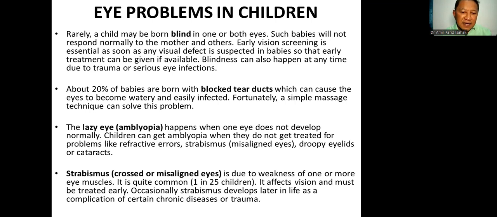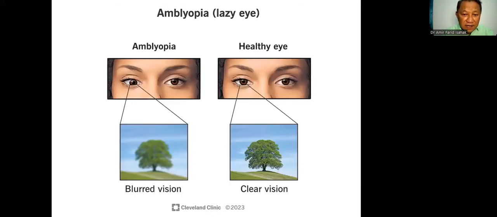Then you have the lazy eye, amblyopia. It happens when one eye does not develop normally, and children can get amblyopia when they do not get treated for problems like refractive errors, strabismus, droopy eyelids, or cataracts. And strabismus, crossed or misaligned eyes, is due to weakness of one or more eye muscles. It is quite common in children, 1 in 25, that is 4%. It affects vision and must be treated early. Occasionally, strabismus develops later in life as a complication of certain chronic diseases or trauma. So that's the lazy eye on the left compared to the normal, healthy eye on the right.